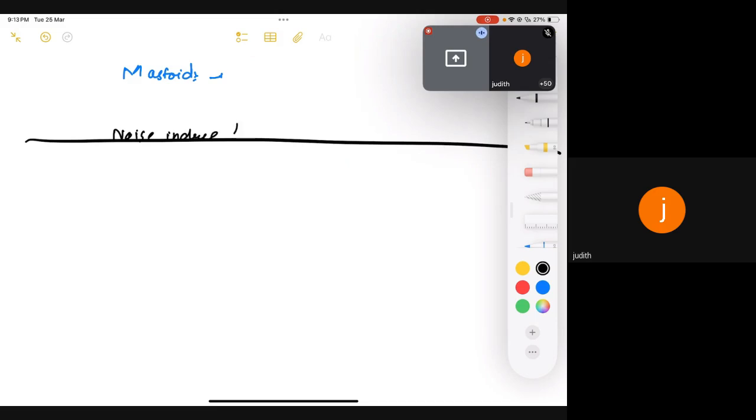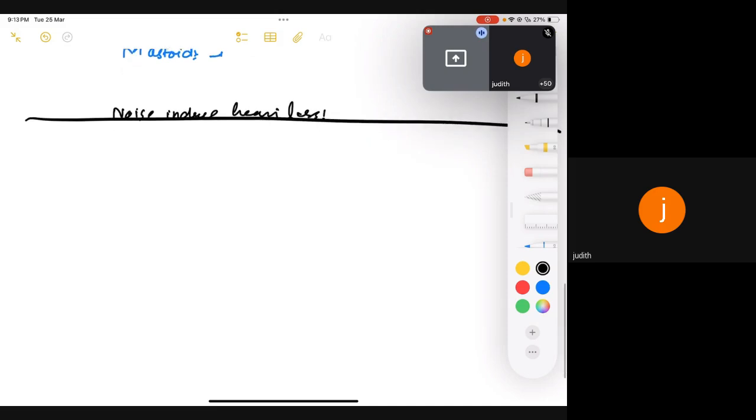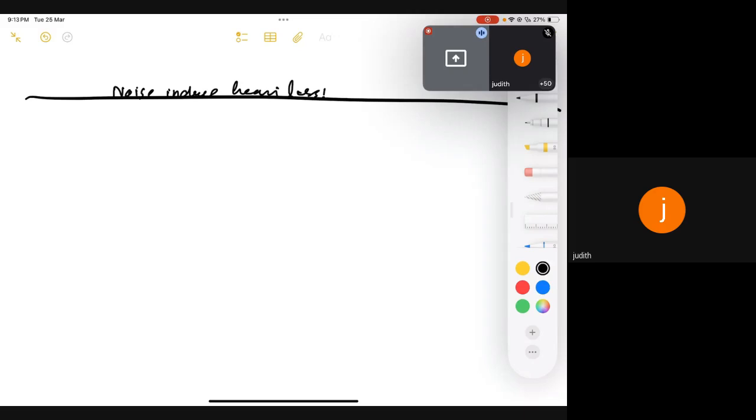Noise-induced hearing loss. So how does one have noise-induced hearing loss? For example, if an individual is living in an environment with loud noises, what happens? Loud noises basically damage your organ of Corti. So what is the organ of Corti?